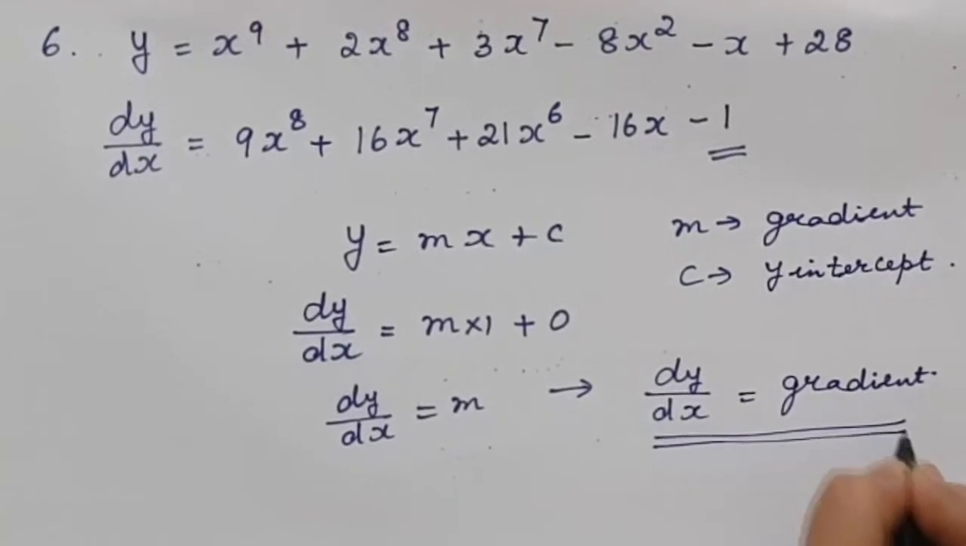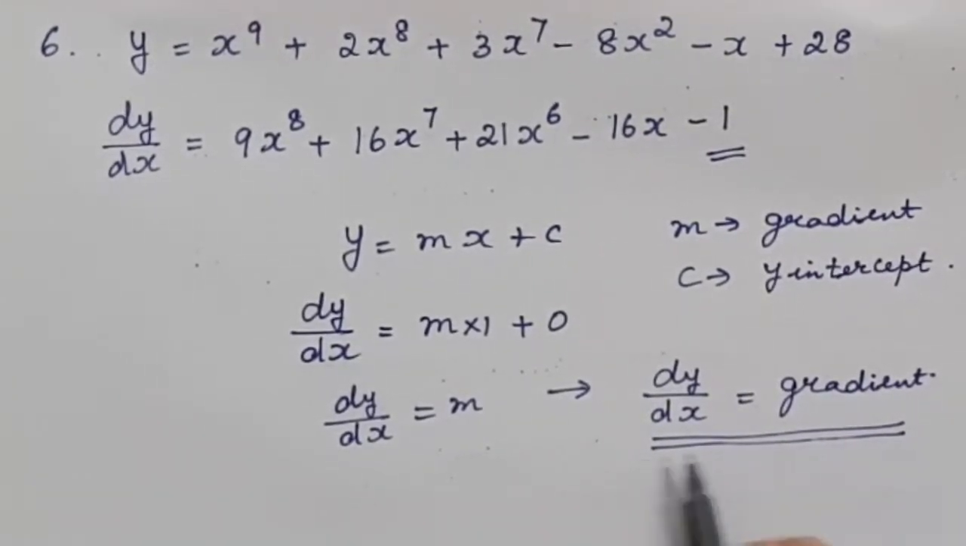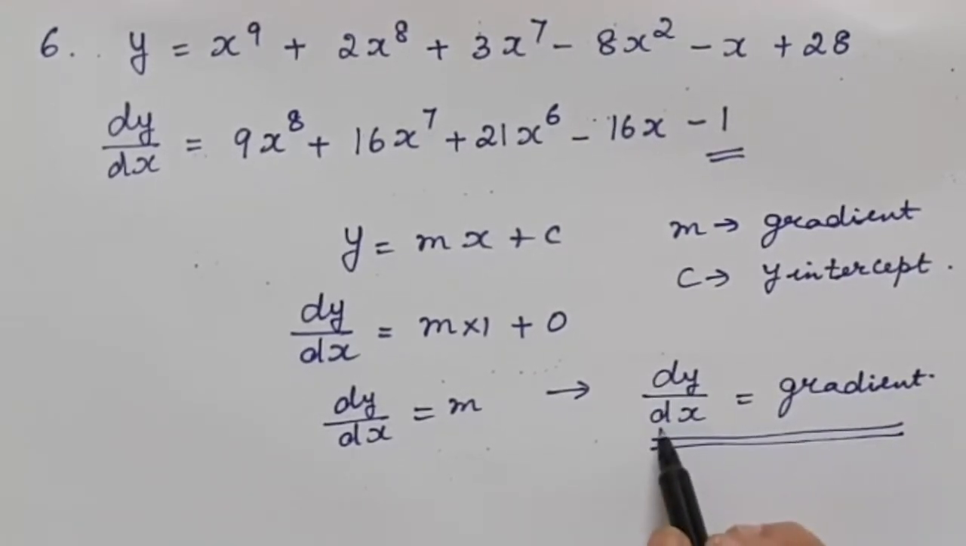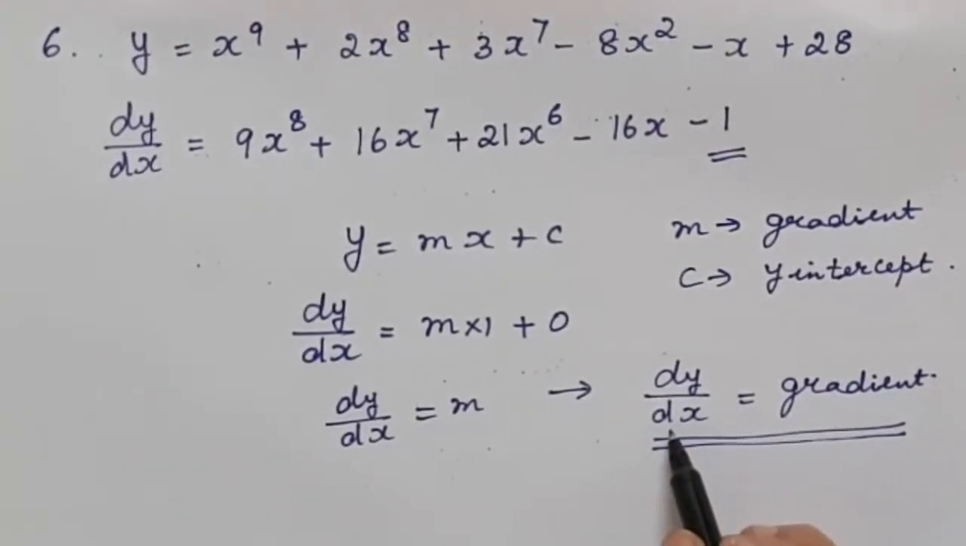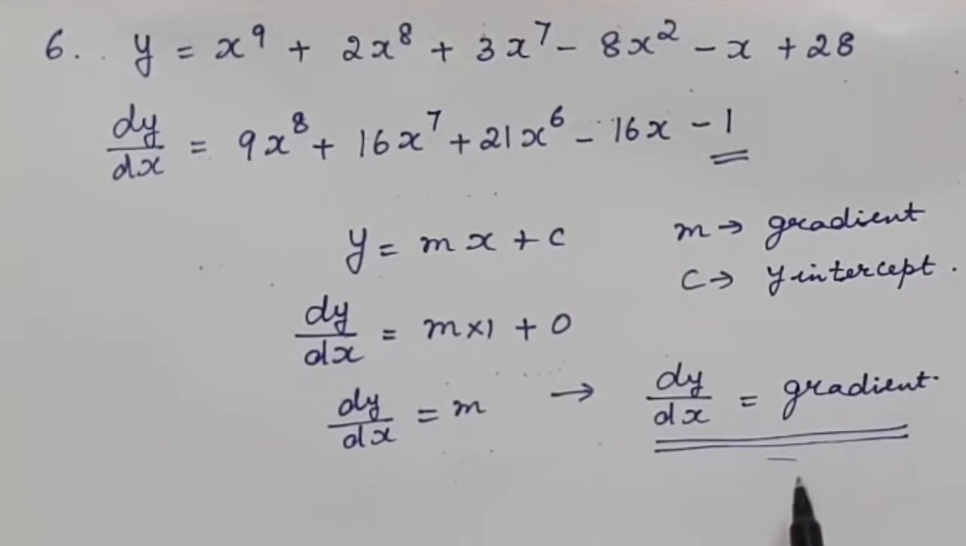So from this, we understand that our gradient and the differentiation are the same. Dy by dx is nothing but the gradient. So whenever an equation of a curve is given to us, and if they ask us to find the gradient of the curve, we just differentiate it. Once we differentiate it, the answer we get will be the gradient of the curve. Now let us see a few questions related to this concept.